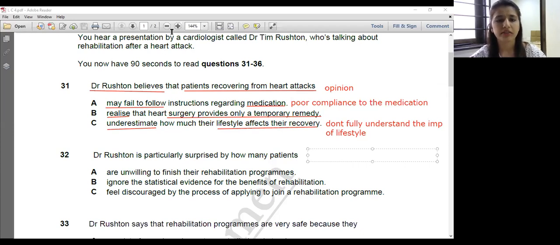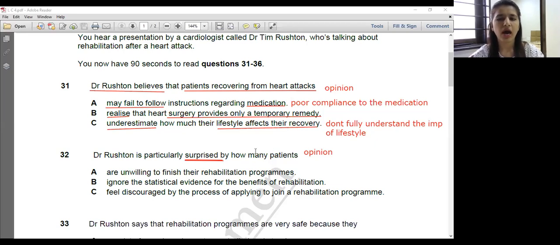Second one: Dr. Ruston is particularly surprised. So my keyword here is surprised. What is he surprised about? While giving out statistics, he would give all sorts of statistics. That is not my focus. My focus is the number or the fact that he is surprised about. So again, this is an opinion question. As I discussed earlier, the majority of the questions in listening part C will be opinion questions.